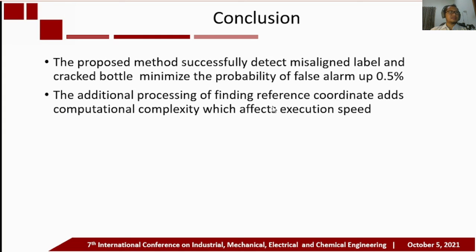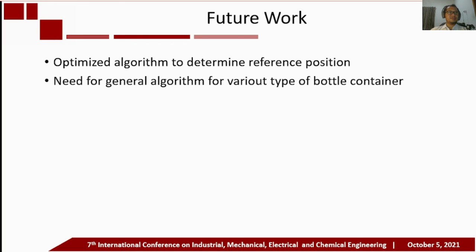Okay, so the conclusion is that our proposed method successfully detects the misaligned label and cracked bottle, and also minimizes the probability of false alarm. The additional processing for finding the reference coordinate adds some computational complexity which affects the execution speed. So our future work is to optimize the algorithm to determine the reference position, and also to make the algorithm for detection of misaligned labels and cracked bottles more general for various types of bottle containers.